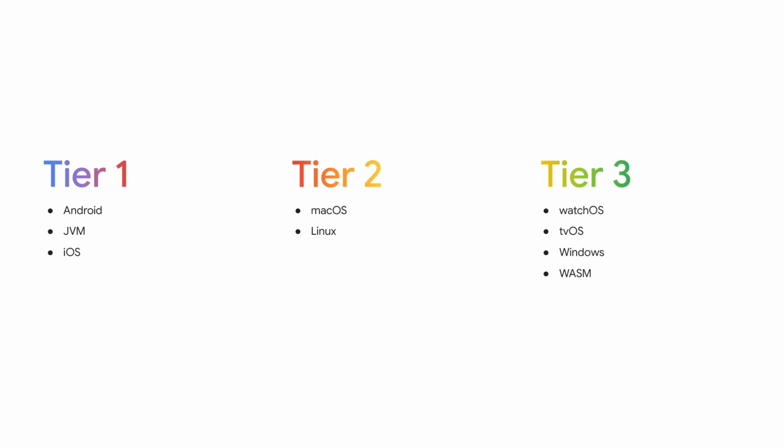We classify the platforms into three tiers. Our main focus is mobile development, so our highest level of support is for Android, iOS, and JVM targets. This allows you to share code that uses Jetpack libraries across your mobile apps and your Kotlin backend. Tier 2 is currently desktop support for Mac and Linux. Tier 3, that's all the other KMP platforms.